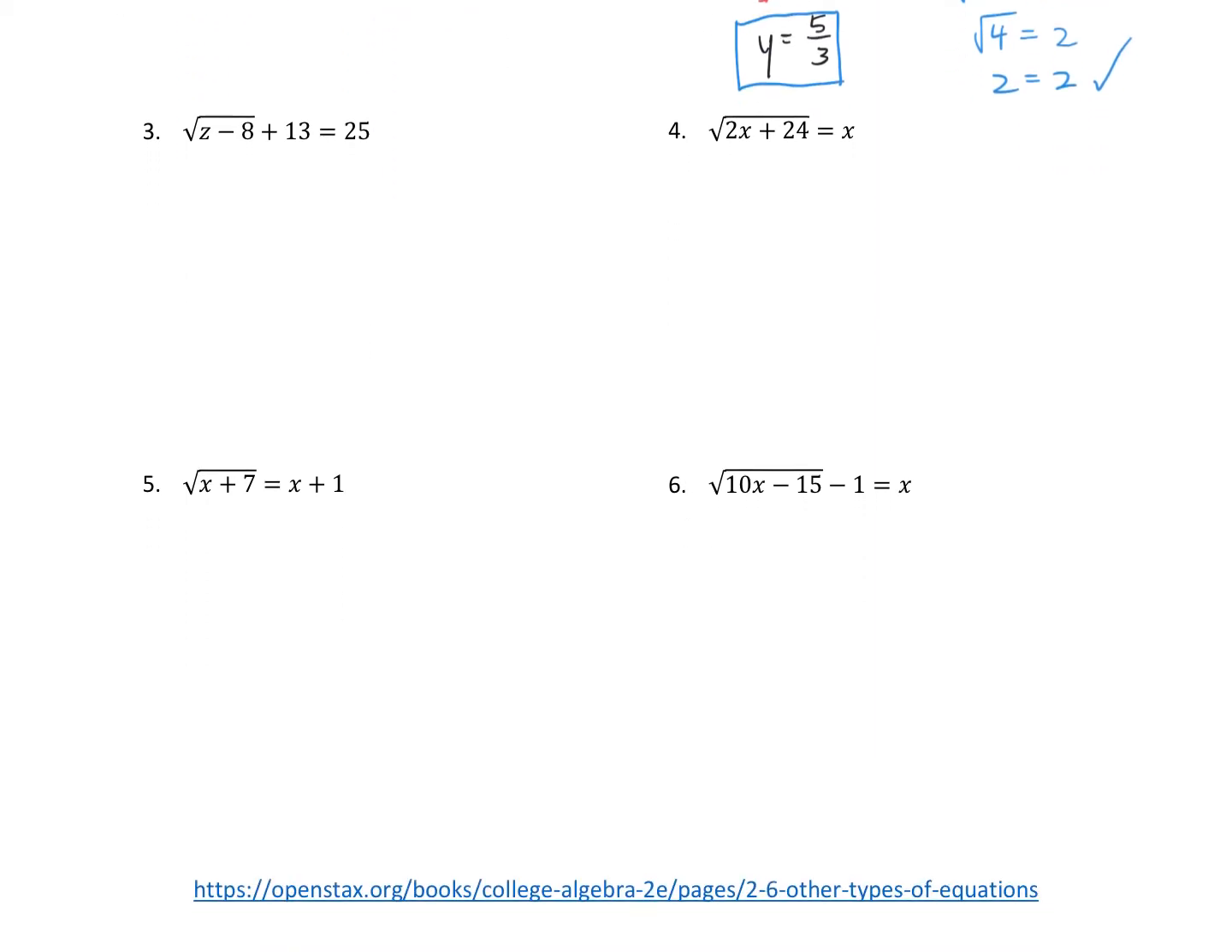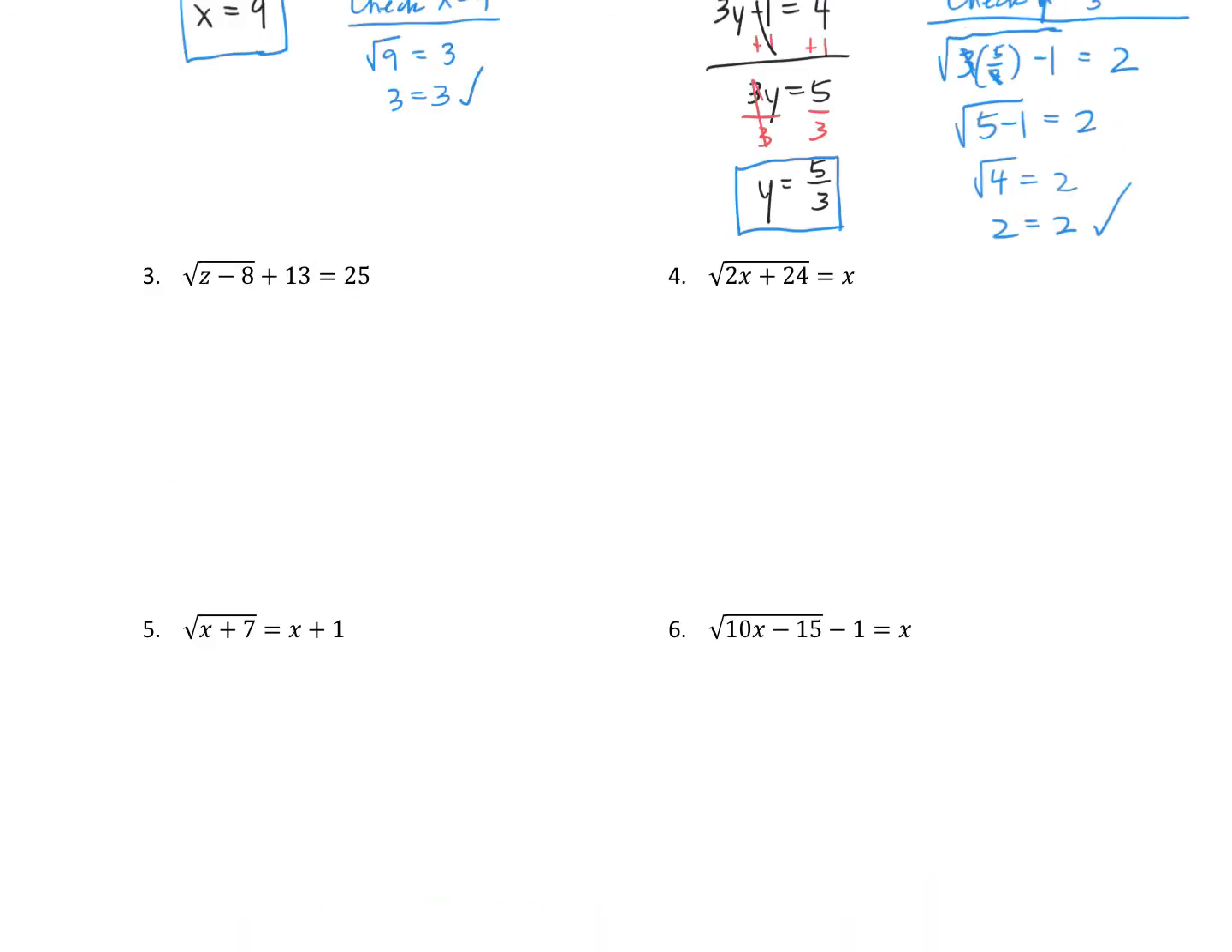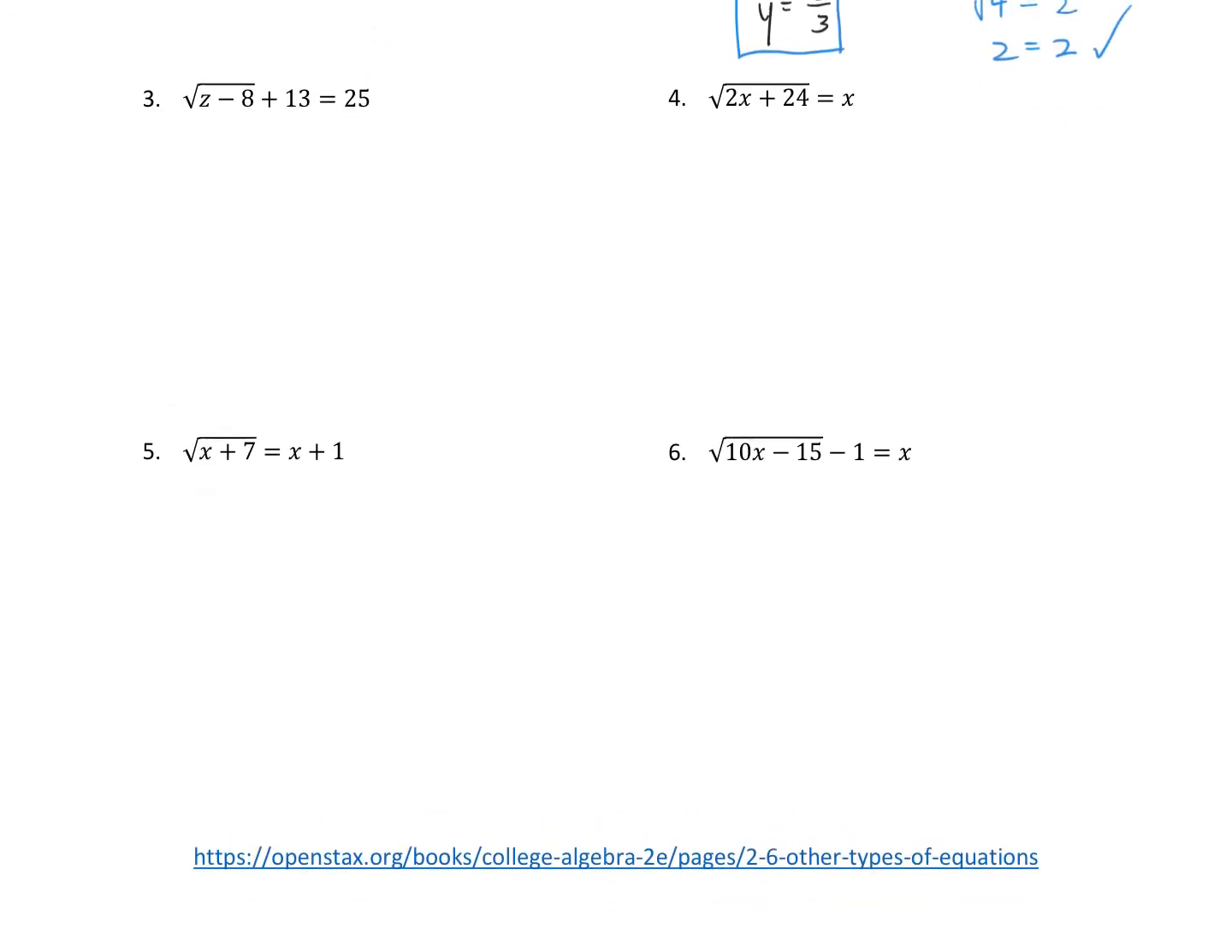Let's look at number 3. So number 3, first step, is the square root by itself on one side of the equal sign? The answer is no. I've got this 13 over here that's not under the square root. So that has to go before I square. That's very important. If you don't remember that step, you're going to end up messing something up.